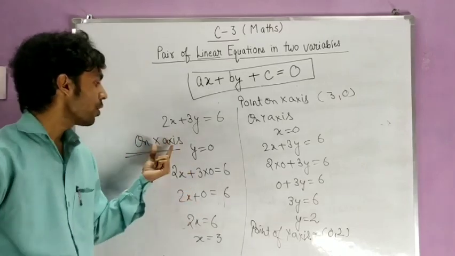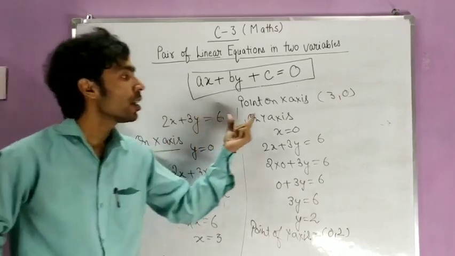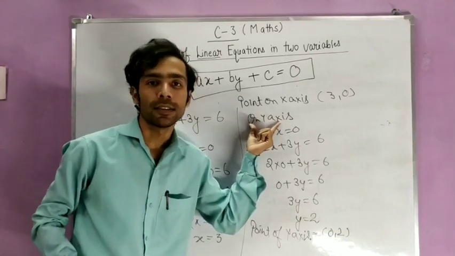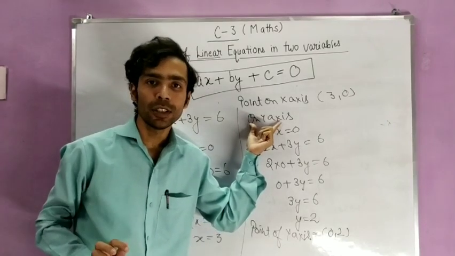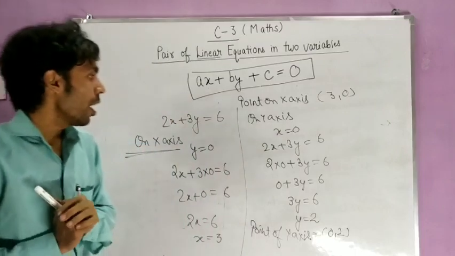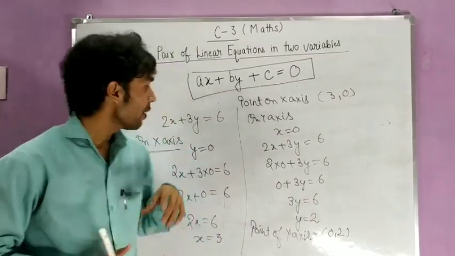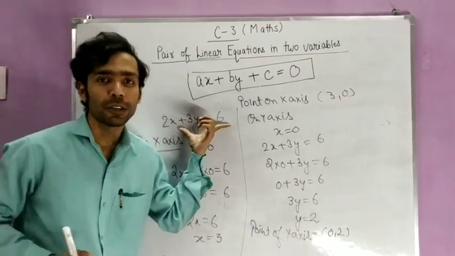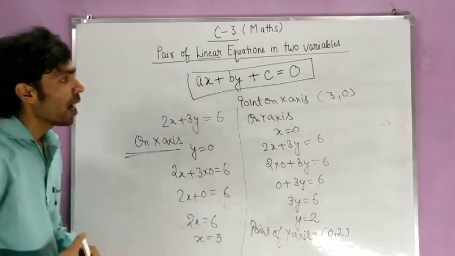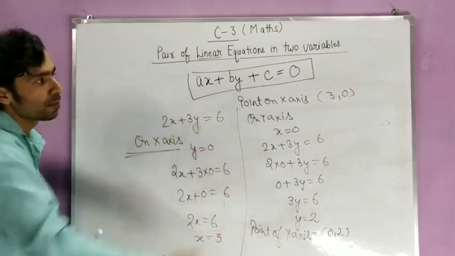One point is on the x-axis and the other point on the y-axis. Clear, students? Now what I have to do, I have to make a graph of this equation. Okay, so note down these things.